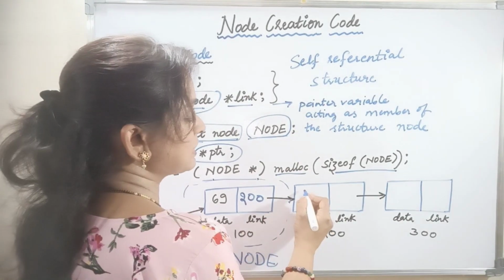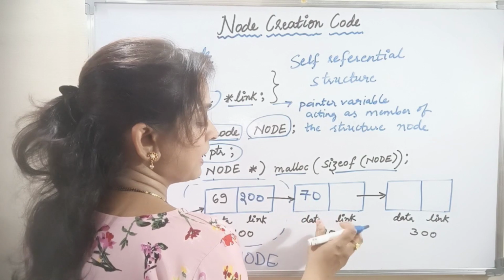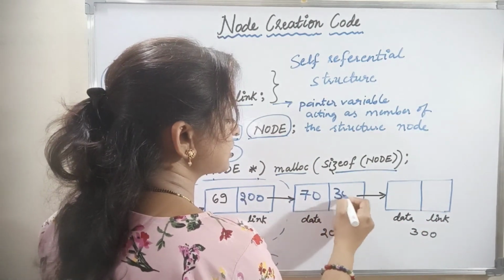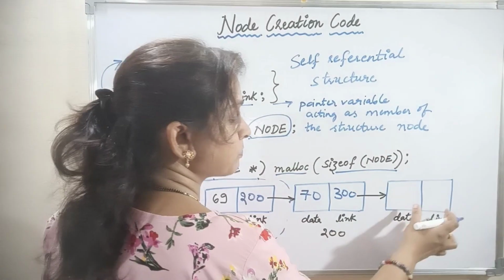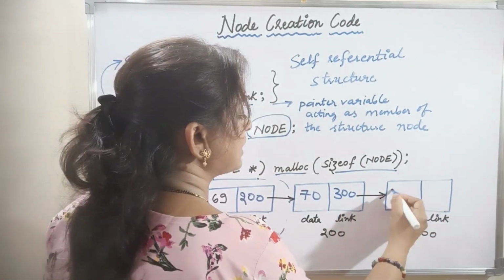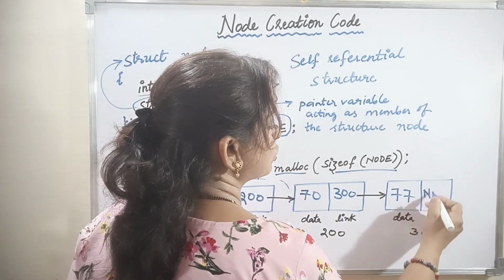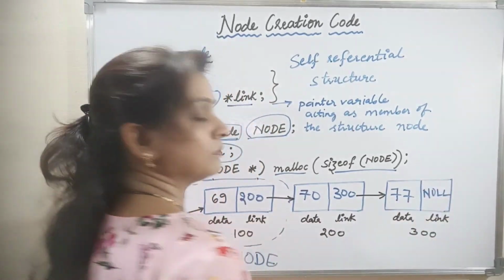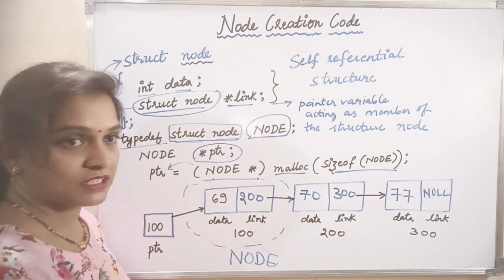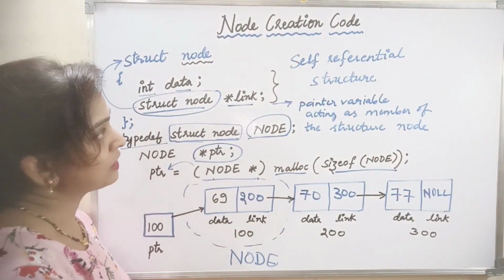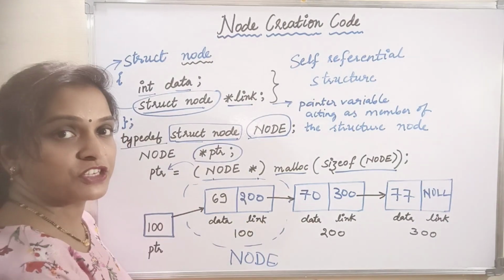So here I just fill in some value. I just say 70. Again a link pointing to a new location. So the new location is 300. So it is pointing to this location. For data, I'll just say 77. And for link, I don't want to point to any more locations, so I say null. End of the list. So this is how we go on creating the linked list. So hope you have understood this self-referential structure.